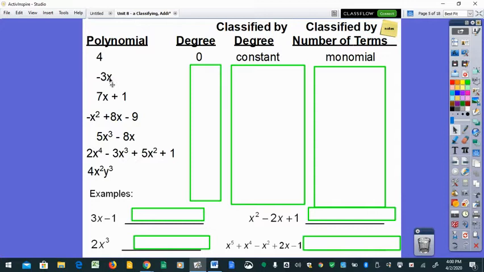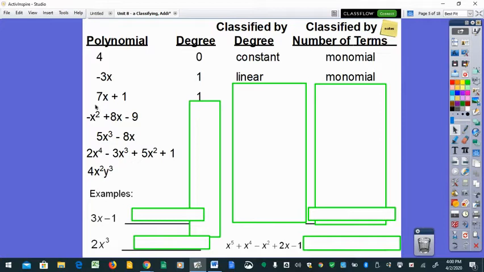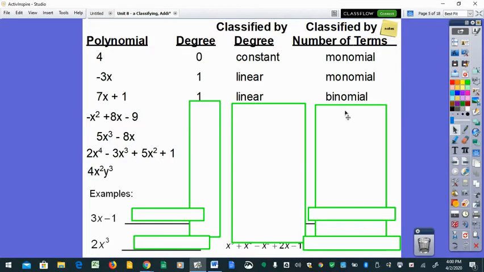Down here, we have an x to the first, so his degree is a 1. So by his degree name, his first name would be linear, and there's only 1 term, so he would be a linear monomial. 7x plus 1, the biggest exponent is 1, so that's the degree of the polynomial. I forgot to give you his name. He's linear as well because his degree is 1. And then there are 2 terms, so he would be a binomial, so he is a linear binomial.